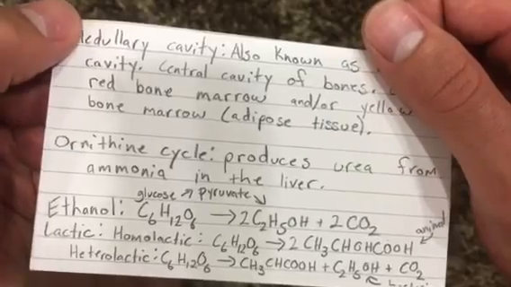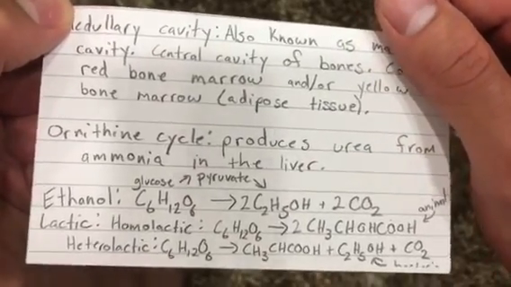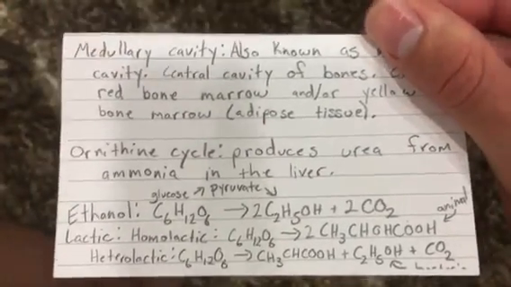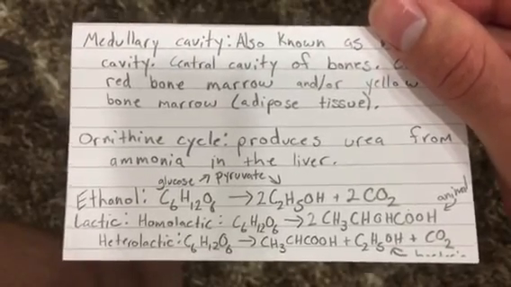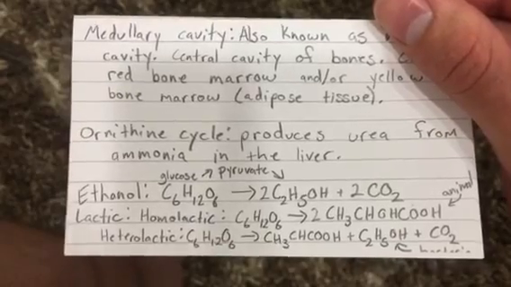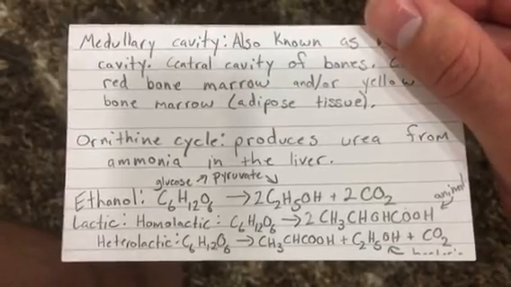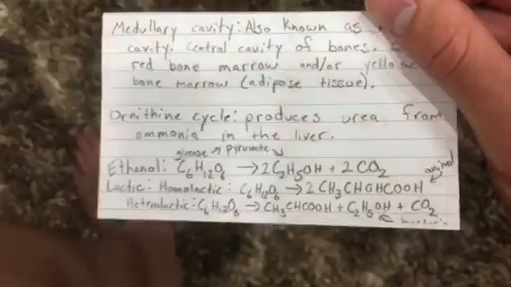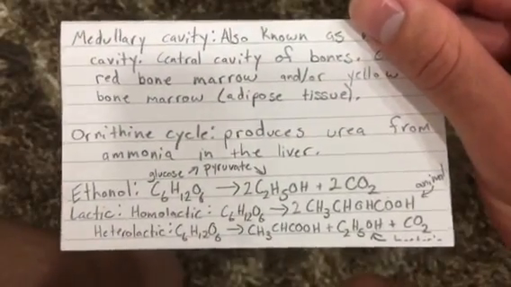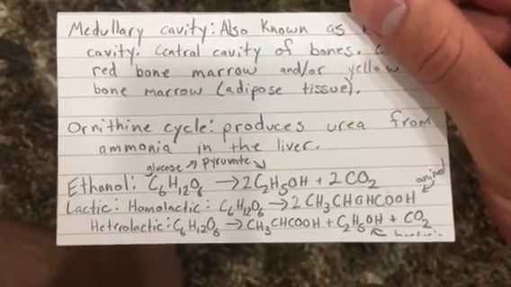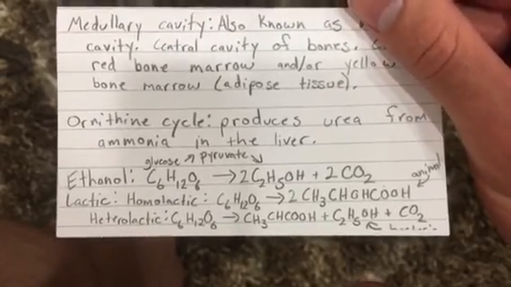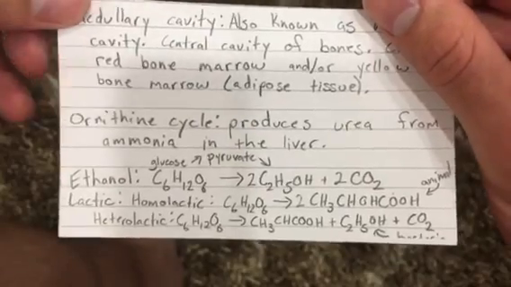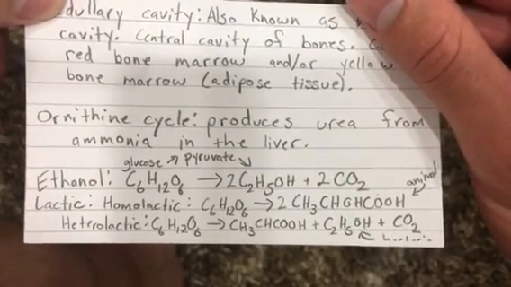Ethanol fermentation looks like it is when you have glucose, C6H12O6, turning into pyruvate. You get 2 pyruvate, which is C2H5OH, and 2 CO2s, along with those 2 pyruvates. Okay, you get the lactic, homolactic.